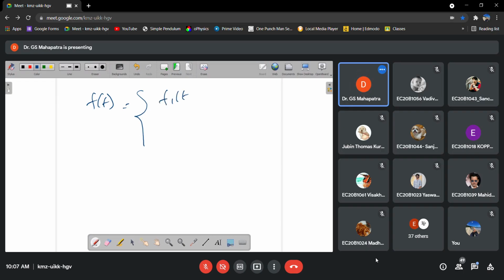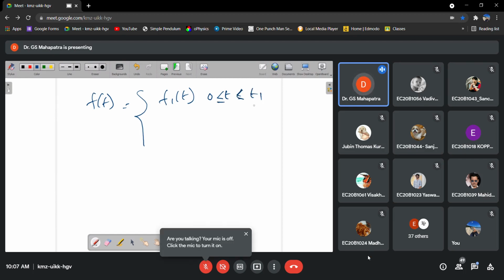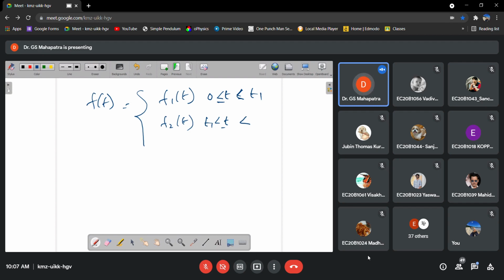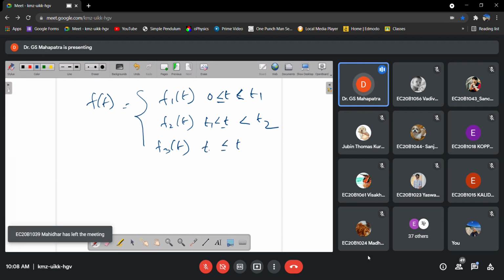Heaviside function: f of t is f1 for t less than t1, f2 for t between t1 and t2, and f3 for t greater than t2. So this is a piecewise function, defined as f1, f2, f3. How can you write the function f of t in terms of the Heaviside function?